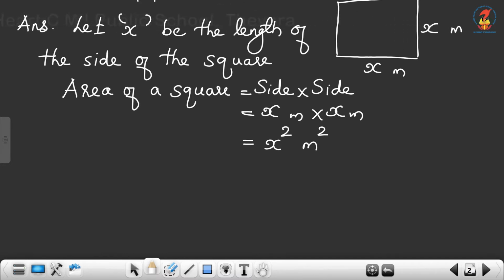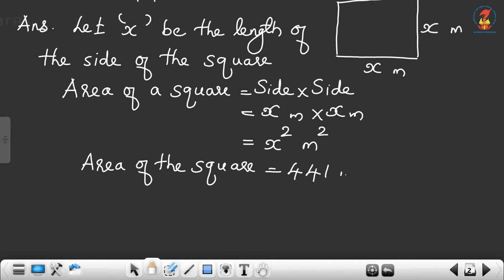Now, in the question the area is given. So, area of the square is equal to 441 meters square. Now, we can equate these two. That is, area of the square is x square. So, x square is equal to 441. Now, we want to find out the length of the side of the square. That means, we have to find the value of x.